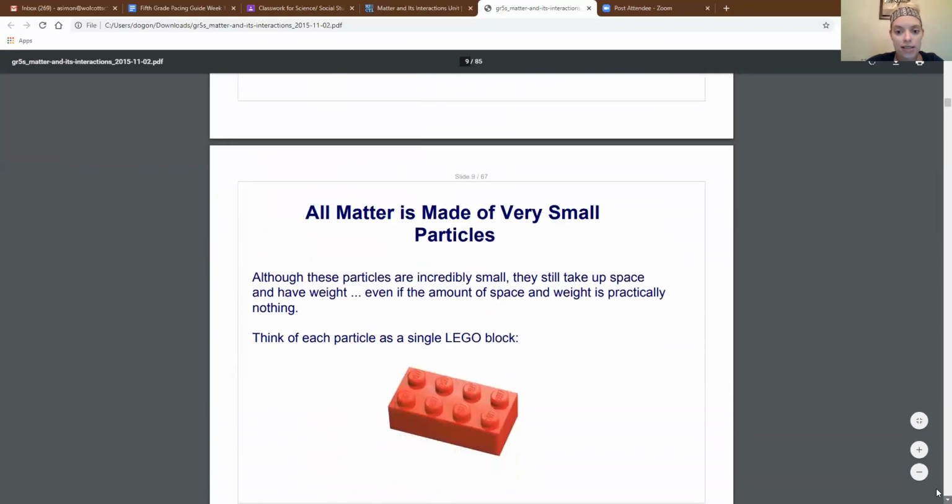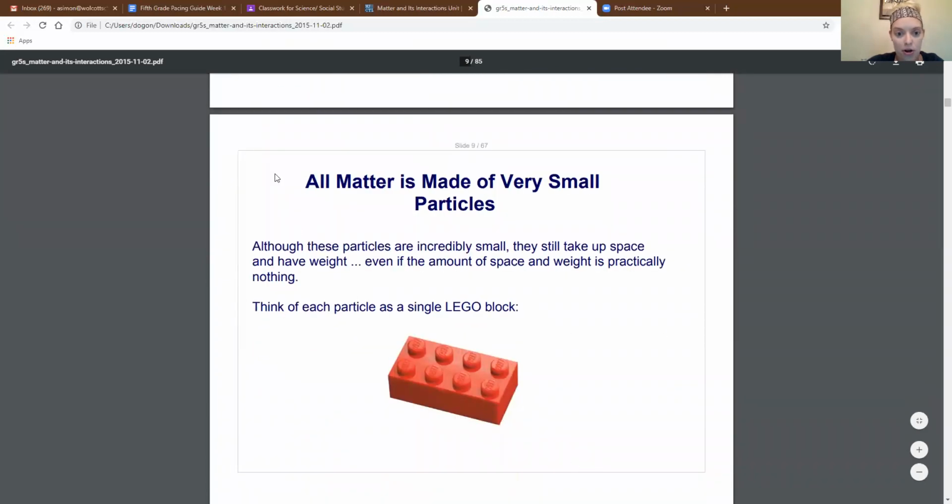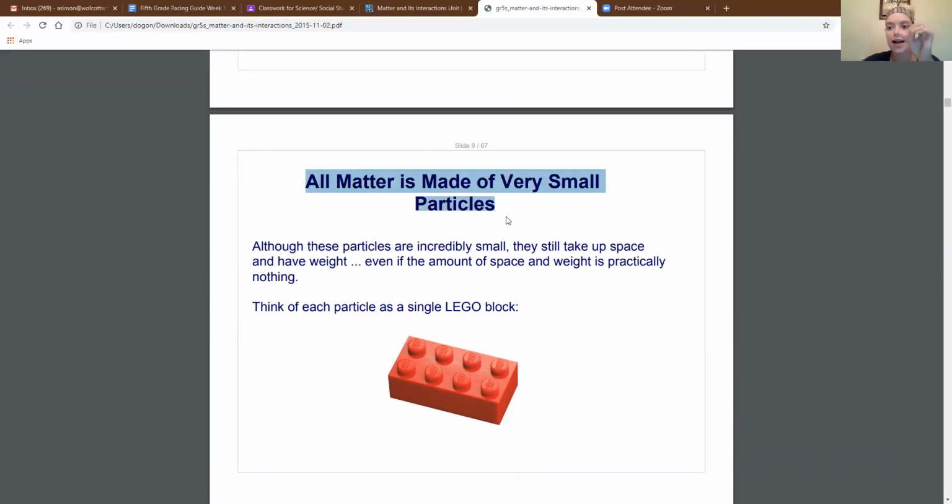So all matter is made of very small particles, okay? You're gonna need to write this down. All matter is made of very small particles, okay? Particles are very, very small dots that are too small to see even under a microscope, okay?